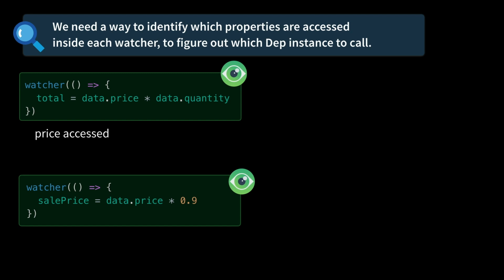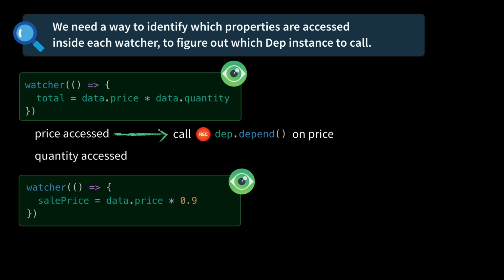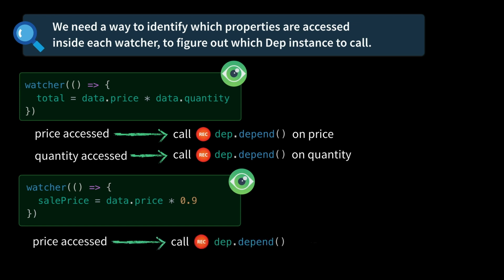So inside this first watcher, we want to be able to notice, hey, price was accessed inside this watcher, so let's call dep depend for the price property. Oh, look, quantity was accessed, so let's call dep depend on quantity and record the function there. Then inside this second watcher, we'll notice, hey, price was accessed here. We'll call dep depend on price.